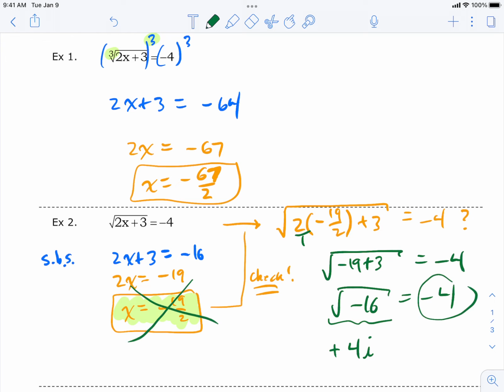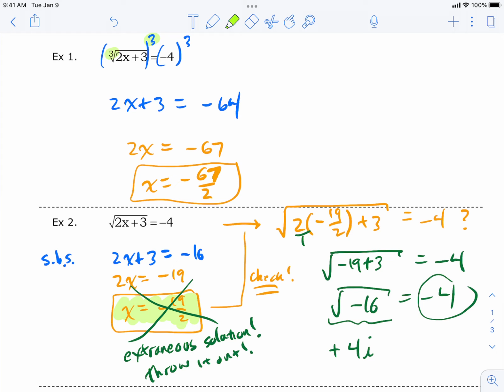That does not work. We call this an extraneous solution. It does not work. We have to throw it away. Throw it out. Never hesitate to throw it out if it doesn't work. It doesn't work. Throw it out.